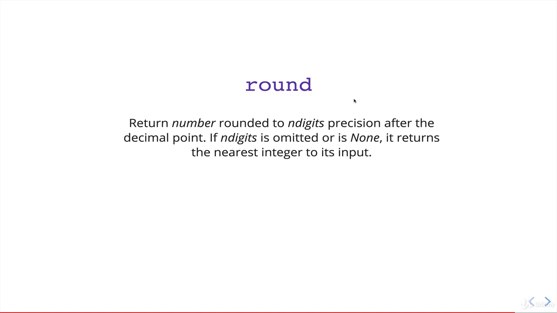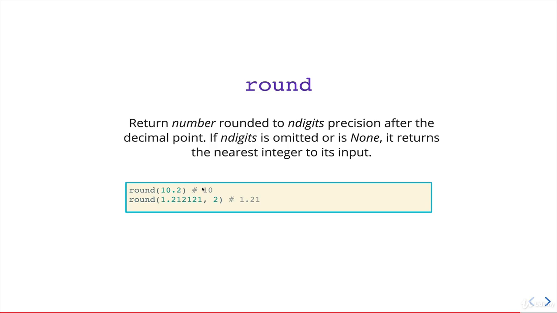Finally, we have round. So round will take a number and it will return a rounded version, and we specify the number of digits, how precise we want the round to be, how many decimal points it should round to. And by default, it will return the nearest integer if we don't specify the number of digits. So for example, round 10.2, it just assumes to round to the nearest integer. So that doesn't mean it will floor it like integer division or something. It will round it appropriately.